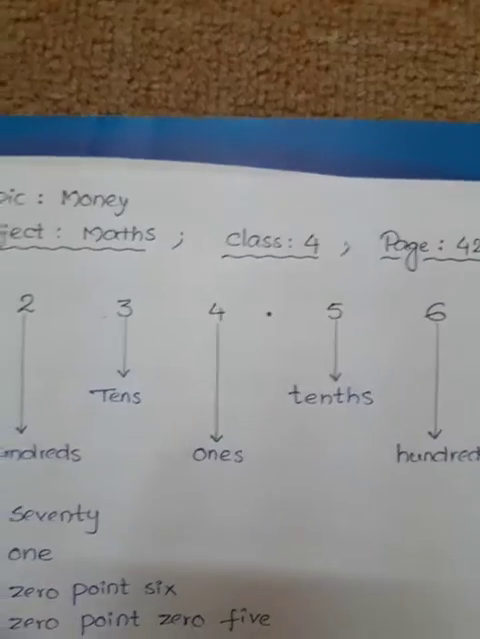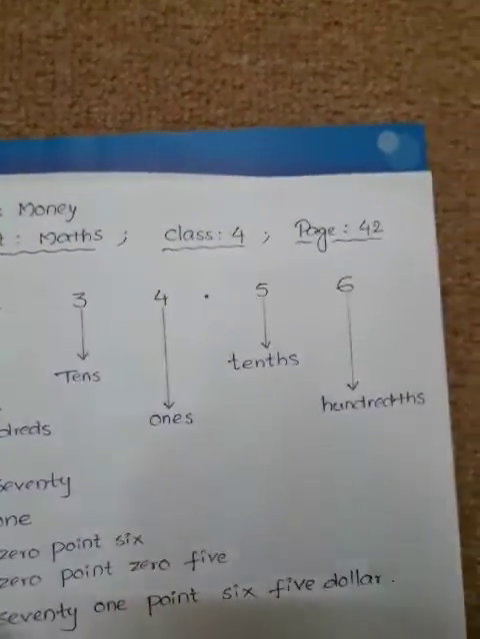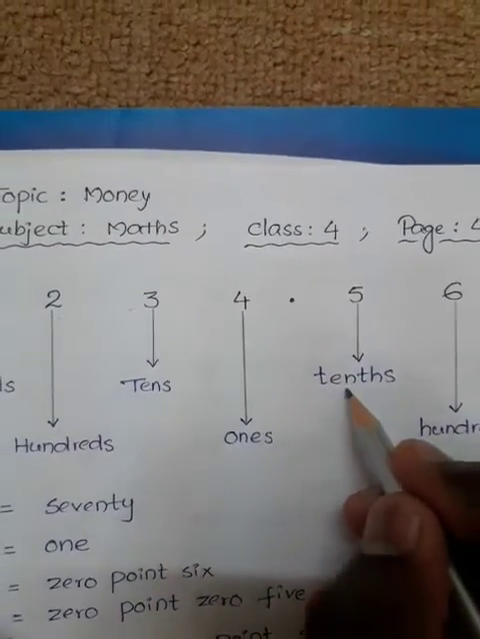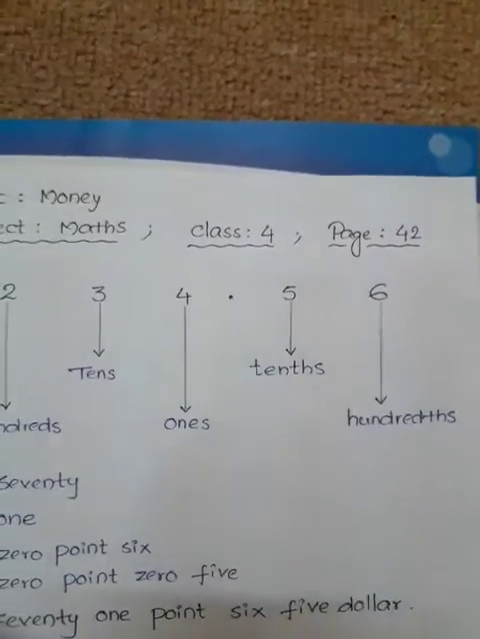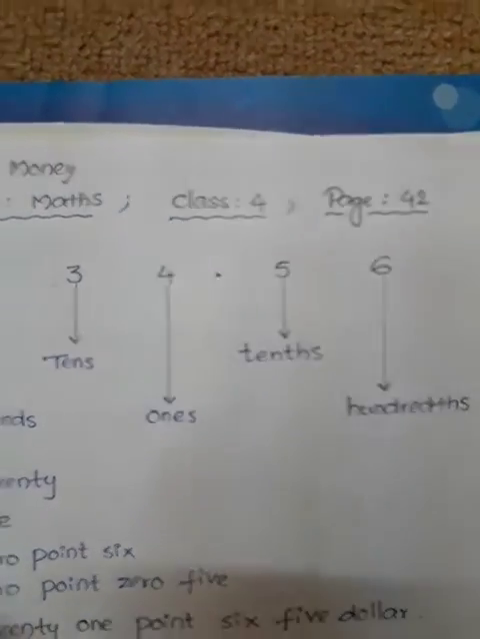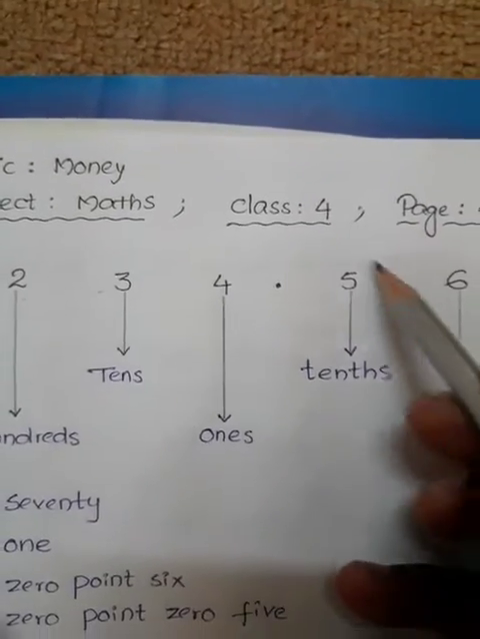There is no ones after the decimal. This is tenths. How do we write it? T-E-N-T-H-S, tenths. And this one we call hundredths. Write it hundred, then T-H-S. So the first one is called tenths.